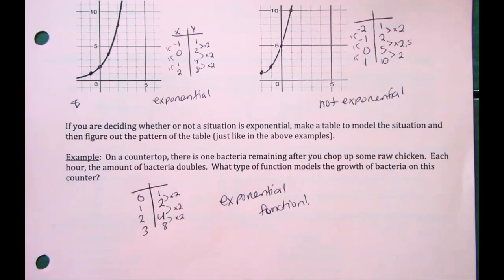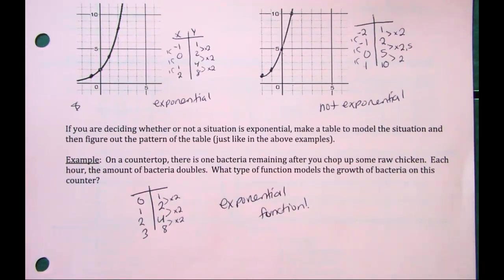And that is how you tell if a function is linear, if it has a constant adding and subtracting change, exponential if it has a constant multiplier, or neither if it doesn't have either of those.